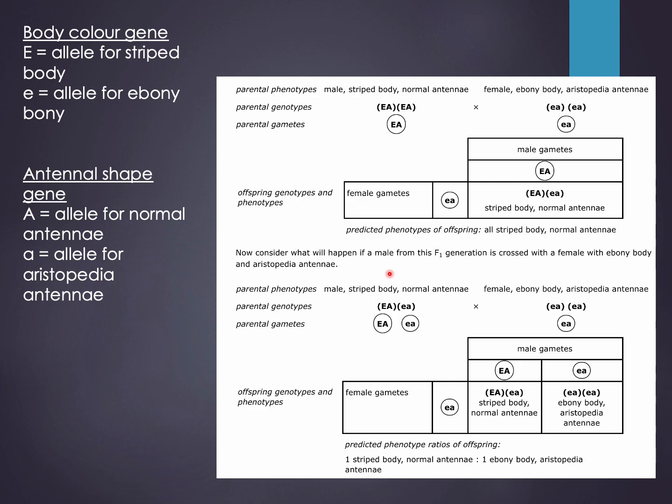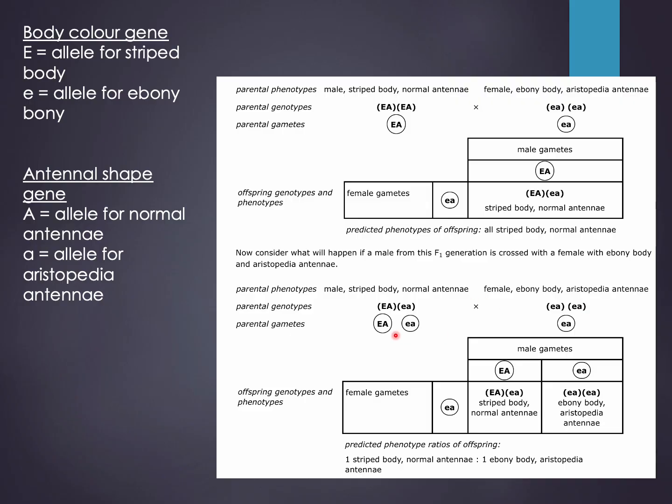Now consider what would happen if a male from the F1 generation is crossed with a female. So this is from our F1 generation, our male, and then is crossed with a female with an ebony body and aristopedia antenna. So our parent phenotypes are male, which was going to be striped body, normal antenna. That's what we obtained from here. And then the female had an ebony body with aristopedia antenna.